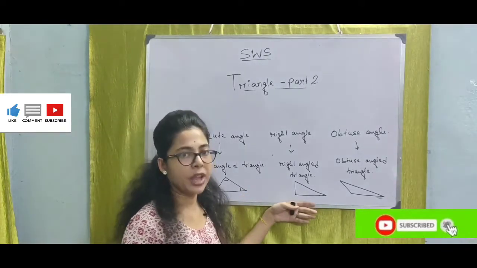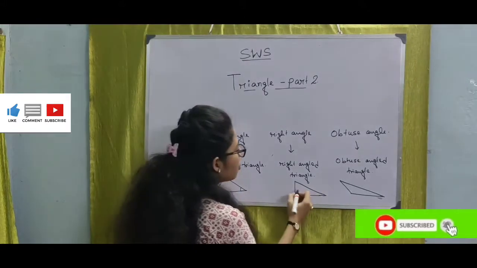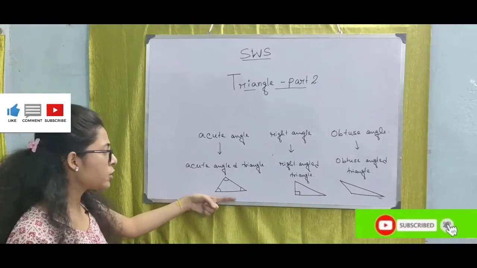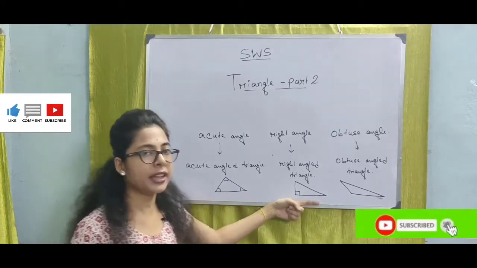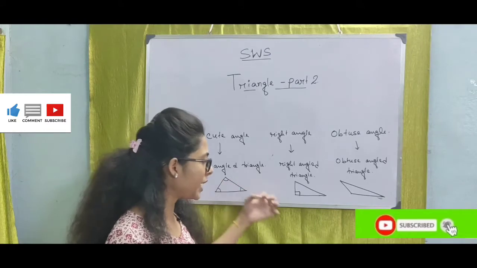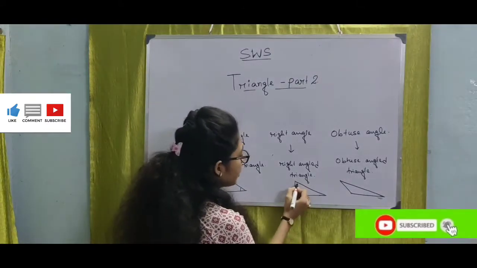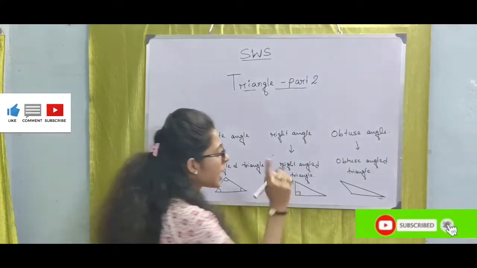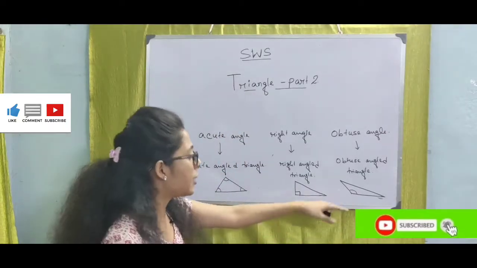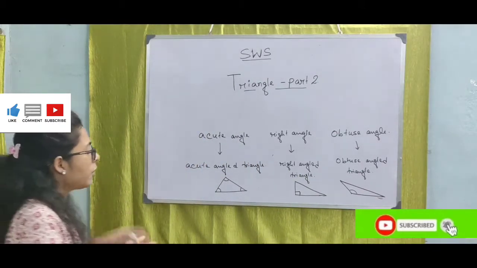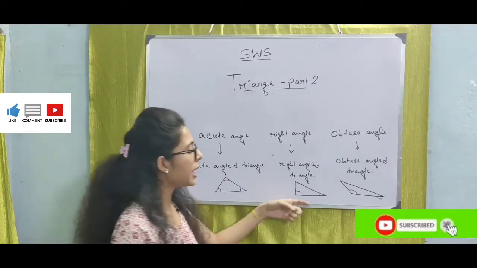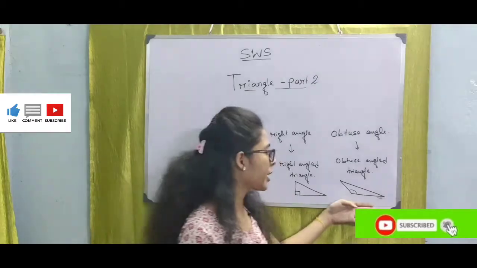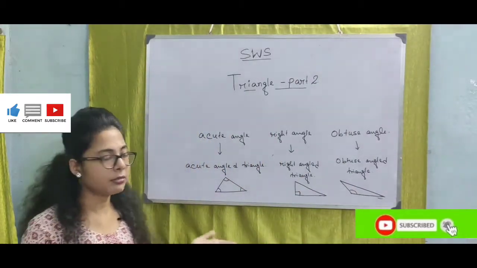Now move on to the right angle triangle. A right angle triangle is a triangle which has one right angle. The difference between these is that an acute angle triangle has three acute angles, but a right angle triangle has one right angle. One angle is 90 degrees, and the rest of them are acute angles. Now move on to the obtuse angle triangle. An obtuse angle triangle is a triangle which has one obtuse angle, and the rest of the angles are acute. So, acute angle triangle has three acute angles, right angle triangle has one right angle or one 90 degree angle and the rest acute, and obtuse angle triangle has one obtuse angle and the rest acute.